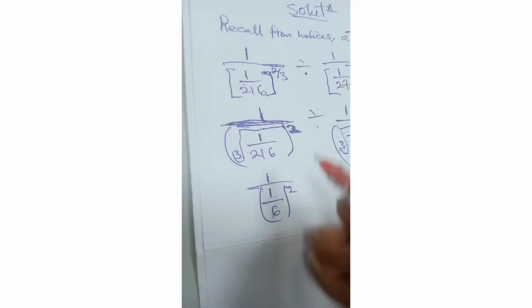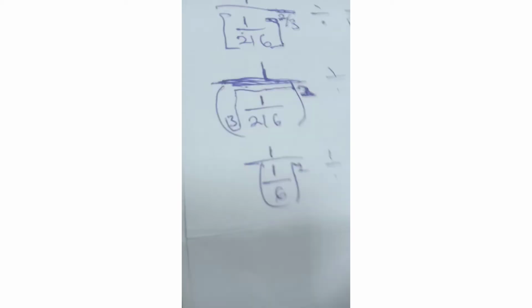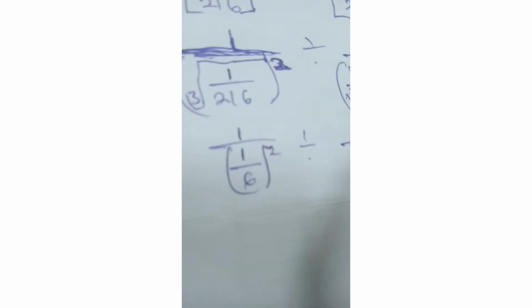Remember, it's raised to a power of what? 2. Now divide by 1 over, what's the cube root of 1? It is 1. The cube root of 27 is going to give us 3. Then everything is raised to the power of what? 4. Are you getting my point?